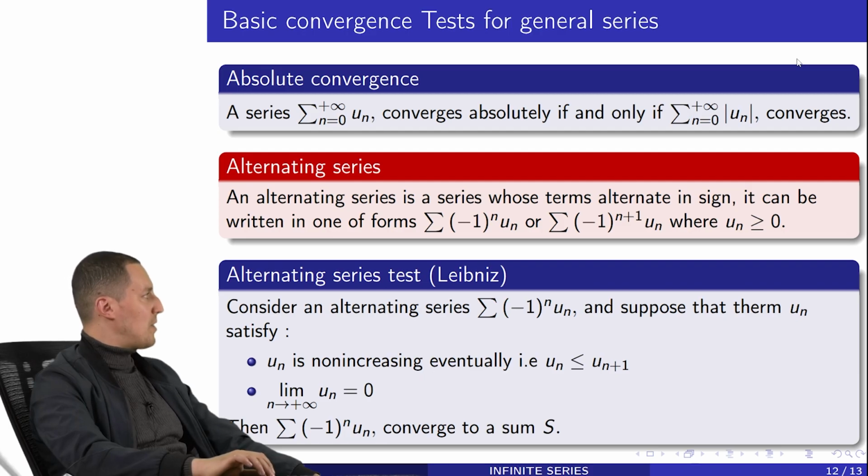Here we will show the alternating series. The alternating series is expressed in the following expression. It may begin with the first term negative or positive. So we will show the alternating series test, called the Leibniz theorem.